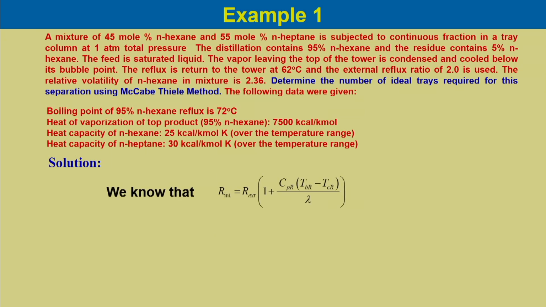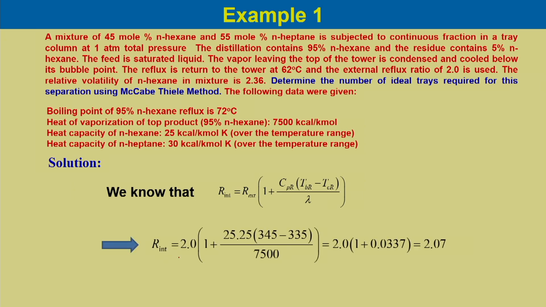So, we know that the internal reflux ratio is equal to external reflux ratio into 1 plus CPR into TBR minus TCR by lambda. Now, if we substitute the values, R internal would be equal to R external, which is given as 2, into 1 plus 25.25 into 345 minus 335 divided by lambda, which is given as 7500. So, it would be 2.07. So, that is the internal reflux ratio.